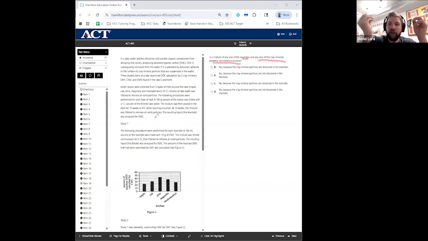But a solution is going to be properly blended. Imagine Gatorade is a solution of water, electrolytes, and sugar. You don't have different particles floating in there. So this is more of a mixture. Did the clay mineral particles dissolve? No, they did not dissolve. If they did dissolve, then it would be considered a solution. So the answer is no, because the clay minerals are not dissolved. Definitely kind of tricky. It's an outside knowledge question from your chemistry class.